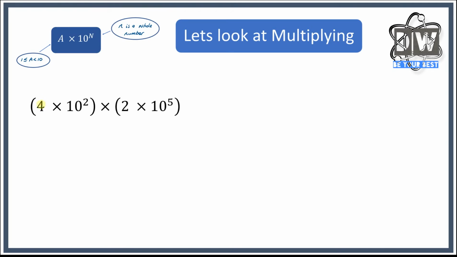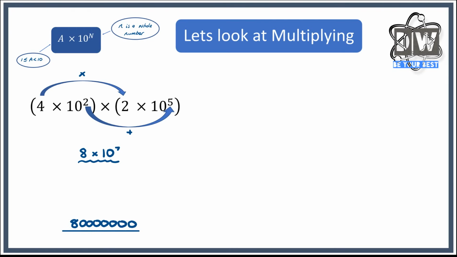First thing we're going to do, and it's really, really easy: see this 4 and this 2, we're going to multiply them together. Once we multiply them together, we'll get 8. Just remember that, because we're now going to do the powers. With the powers, we're going to add the powers. 10 to the power of 2, and we add this 10 to the power of 5. If we add those powers, we end up with 10 to the power of 7. We'd write that below. It really is this easy: 8 times 10 to the power of 7. That's in standard form. Let's write out the ordinary number, and there we have it.